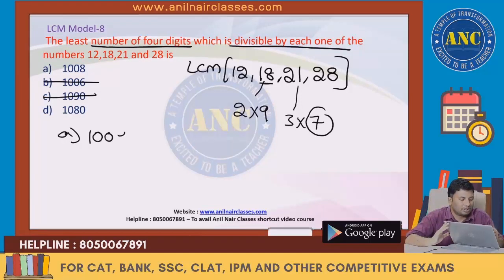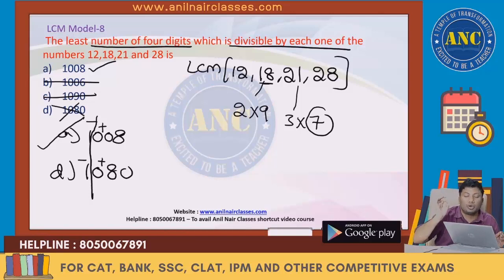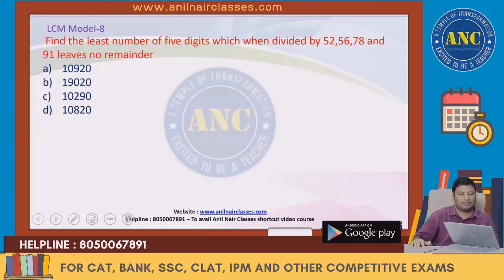A option 1008. D option 1080. Take a group of 3 digits, plus minus plus minus. 8 minus 1 is 7. 80 minus 1 is 79. It is not possible. 1008. Please do not find LCM unless and until it is required. Unless and until it is required, do not find it.